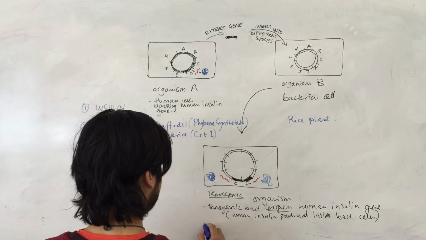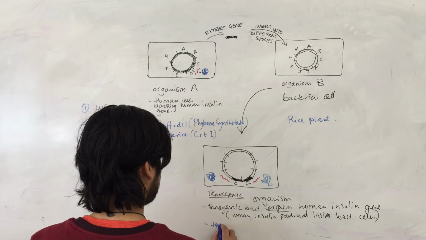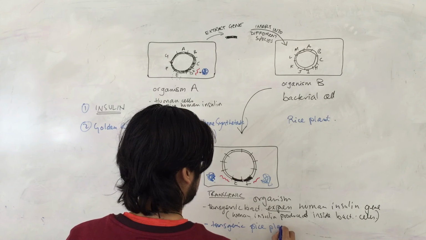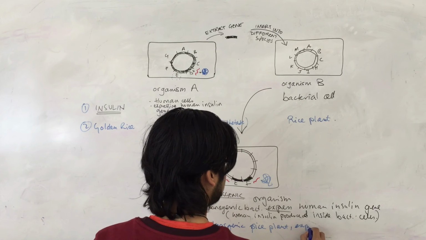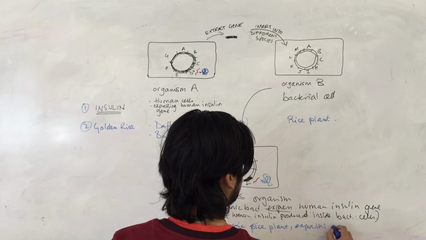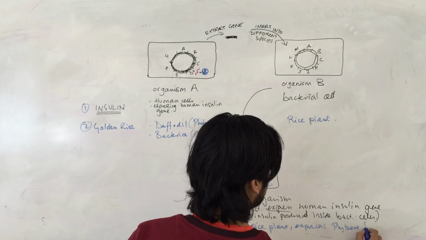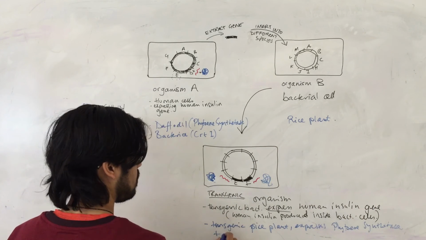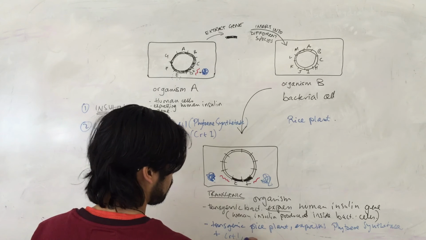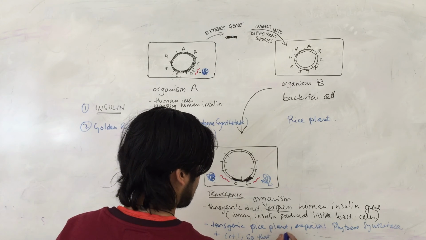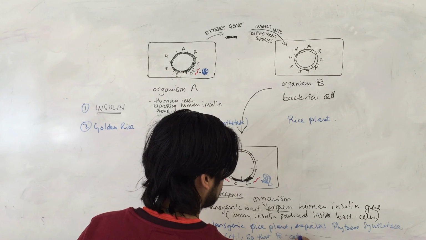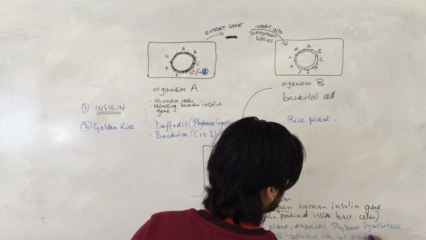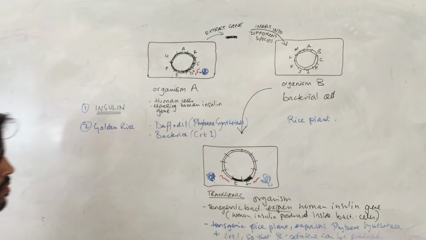So in this case we have the transgenic rice plant that expresses phytoene synthetase and CRT1 so that beta-carotene can be produced. And there we have it.